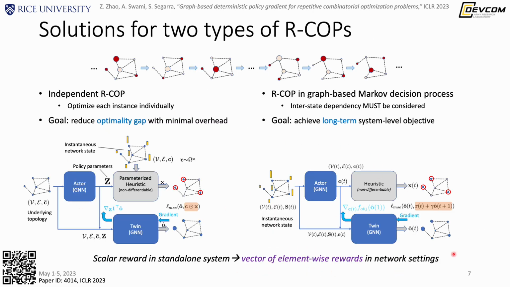Actually, we have two slightly different solutions for two scenarios. In the first one, where each instance can be optimized individually, the goal of the solution is to reduce the optimality gap at a minimum overhead. For the second one, the interstate dependency cannot be ignored. The goal is to achieve a long-term system objective.